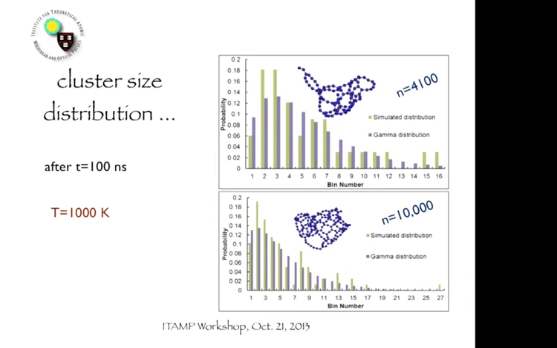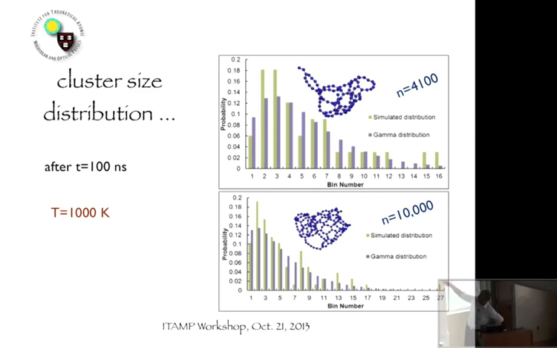We can continue. We can go to 1,000 Kelvin, so we don't have to really follow it all that long, about 100 nanoseconds or so, and do the same sort of measurement. And look at the distribution as a function of the number of carbon atoms, and find that it also fits more or less a gamma distribution, with initial numbers of 4,000 and 10,000 carbon atoms. They're all carbon.